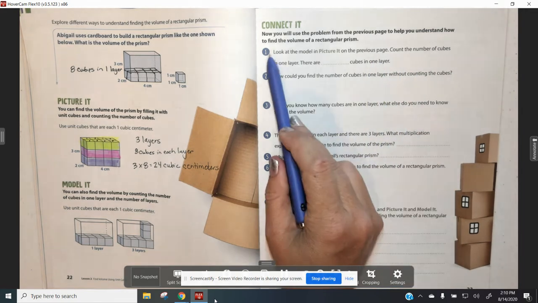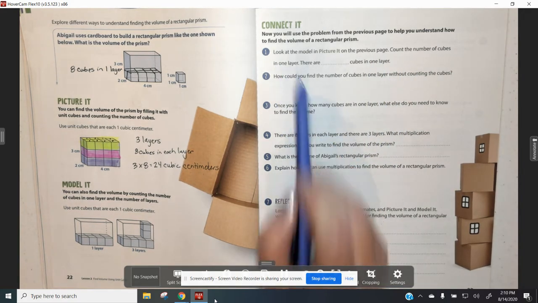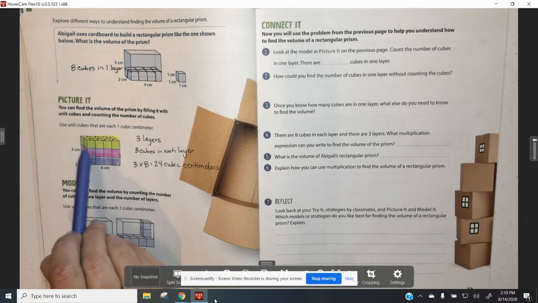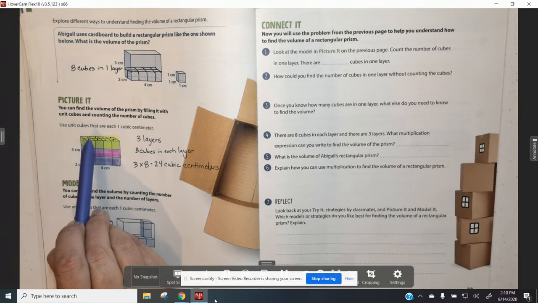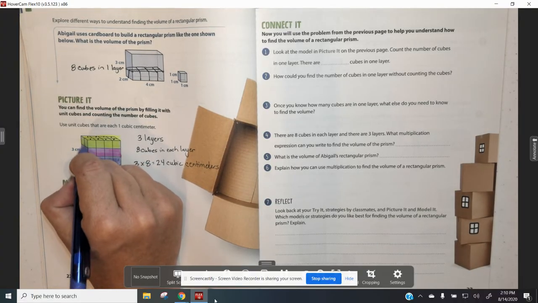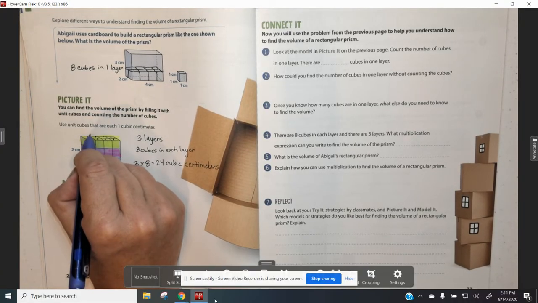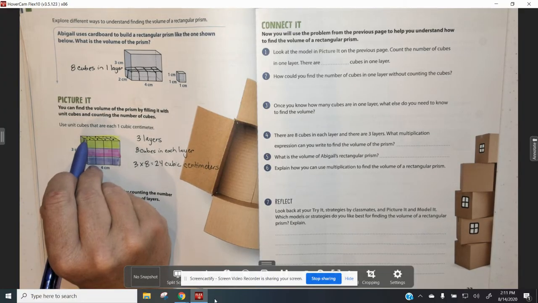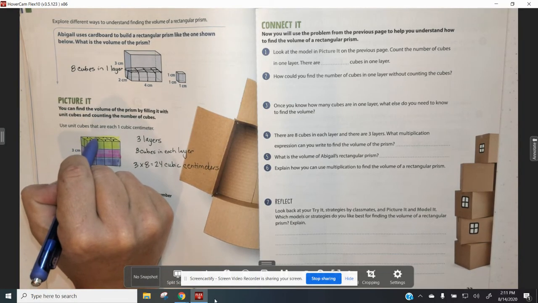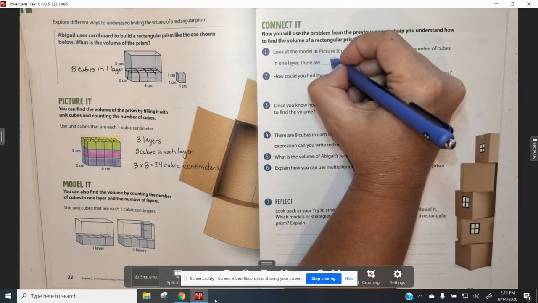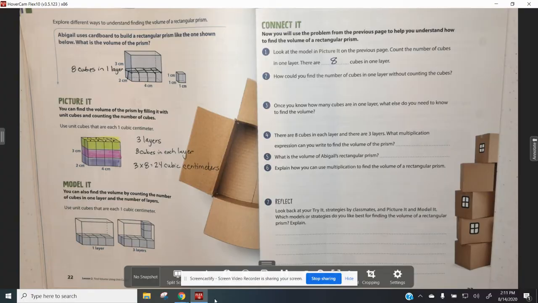Count the number of cubes in one layer. So remember, in this case, the easiest layer to look at is that top layer, and we only count the tops of each cube. We don't count the sides. We only count the top of each cube that we can see. So how many were there? 1, 2, 3, 4, 5, 6, 7, 8. There are 8 cubes in one layer.